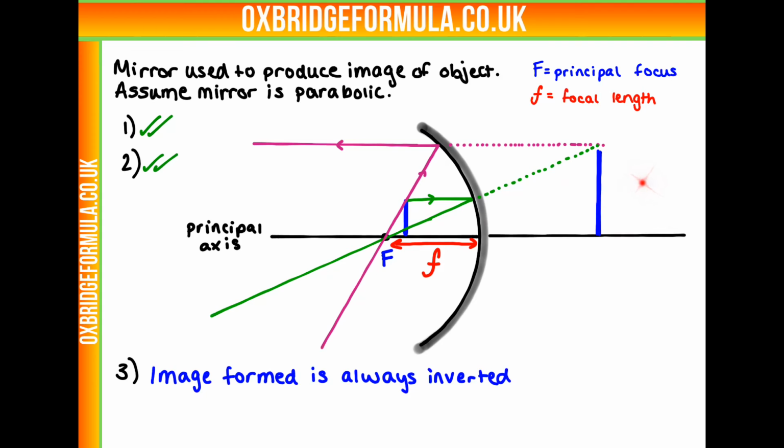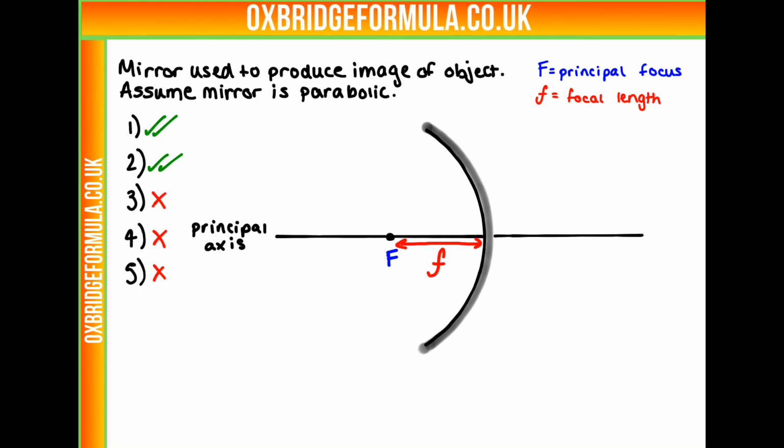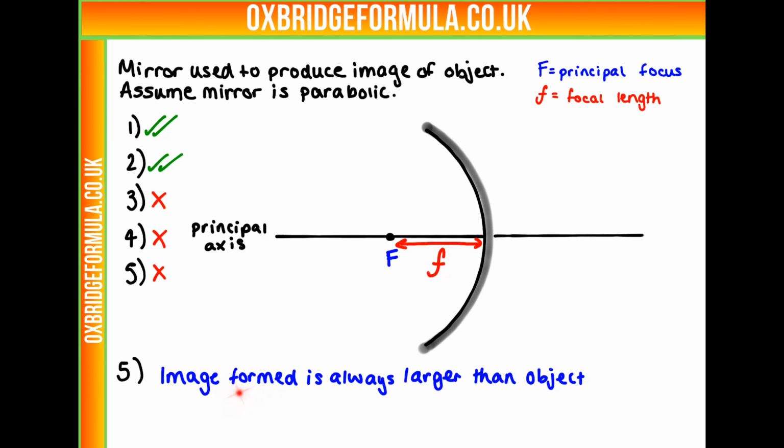And we can see that it is upright. It's not been flipped down. So we have a virtual upright image. So this statement here, that the image formed is always inverted, is incorrect. Then we can also take care of our next statement, that the image formed is always real. Because as we see here, we have a virtual image. It's not real. So these two are incorrect. Our final statement is that the image formed is always larger than the object.